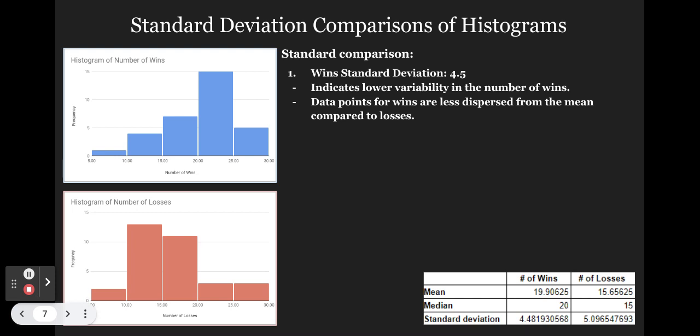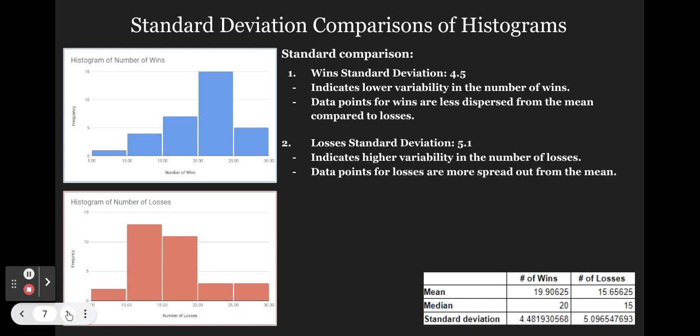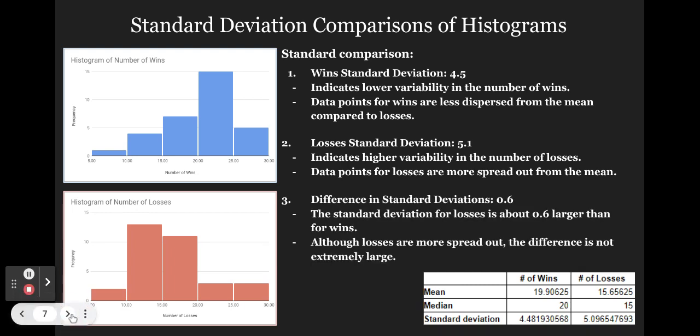The standard deviation for losses was 5.1. This indicates higher variability in the number of losses. So data points for losses are more spread out from the mean. The difference between the standard deviations is 0.6. The standard deviation for losses is about 0.6 larger than for wins. Although losses are more spread out, the difference is not extremely large.